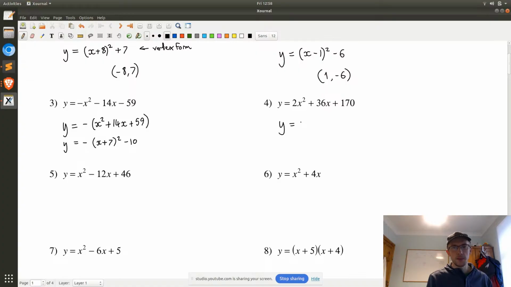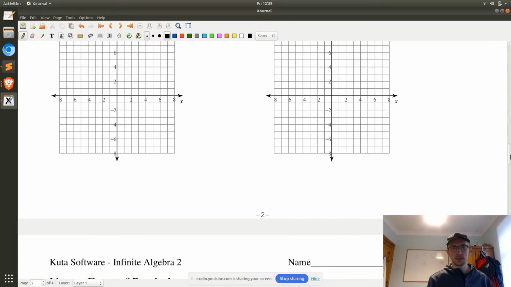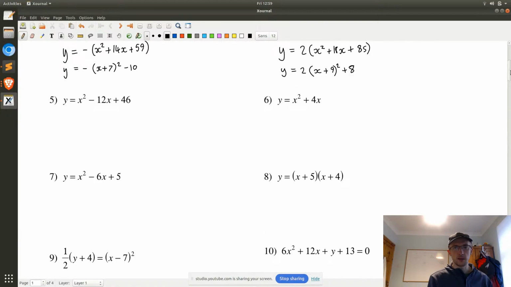Common factor of 2. Complete the square. You get 81 on the end. You double that, you get 162. But you need to get 170, so you've got to add 8 to it. So 2 brackets x add 9 all squared add 8. Check. Yes.